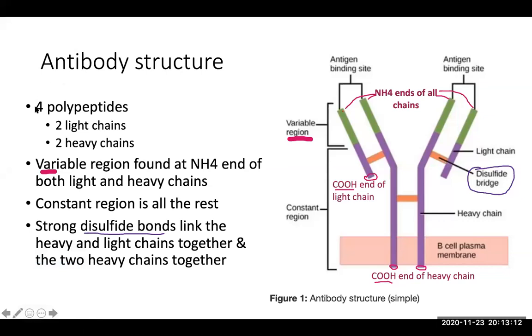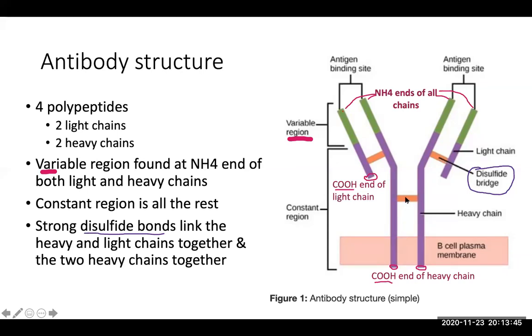Okay, so an antibody is made up of 4 polypeptides, which we call the heavy chain, it's the long one, and the light chain is the short one. And then we have the same thing on the other side. These are held together by strong disulfide bridges or bonds. And so the light chain is held to the heavy chain through a disulfide bridge. And then also each heavy chain is held together by a disulfide bridge.